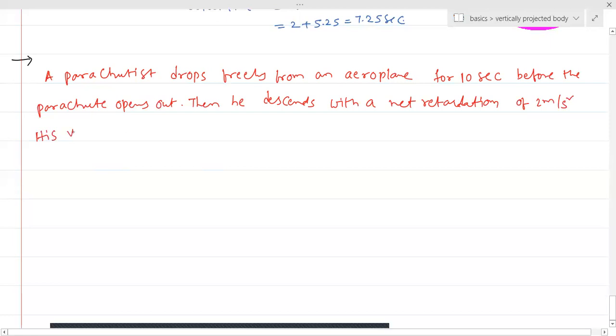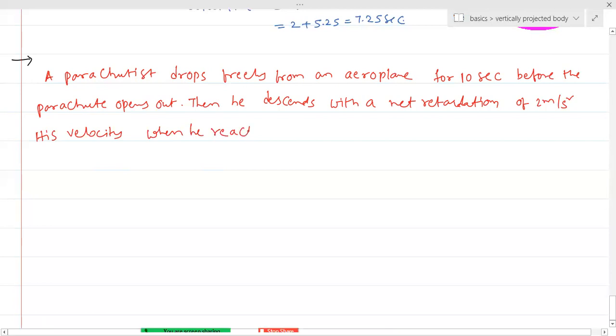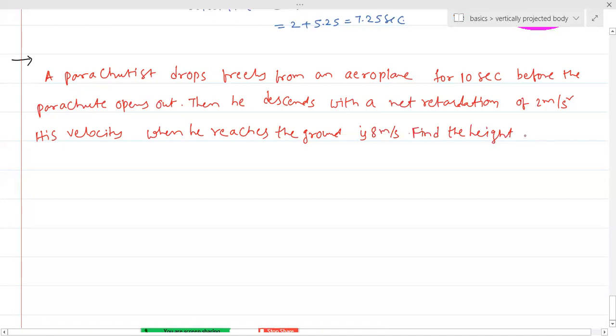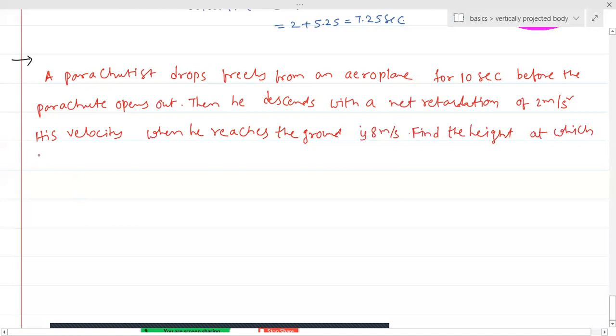His velocity when he reaches the ground is 8 meters per second. Find the height at which he gets out of the aeroplane.